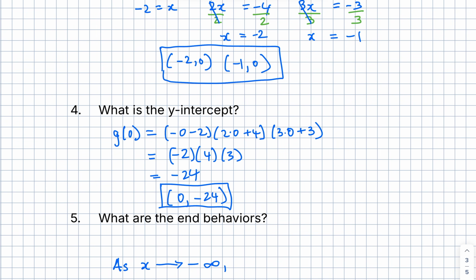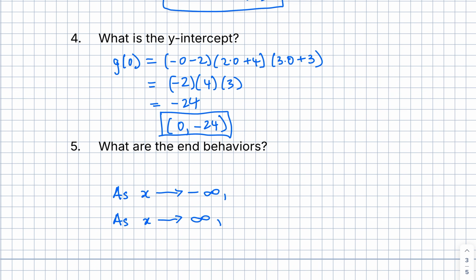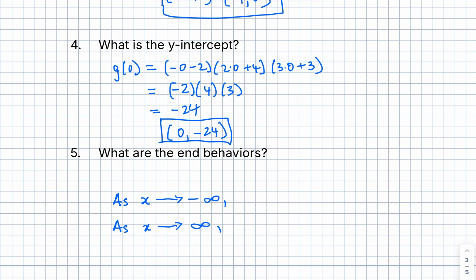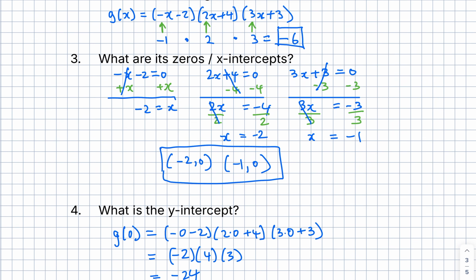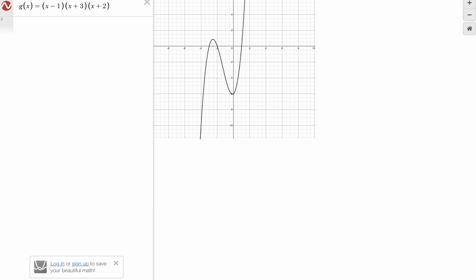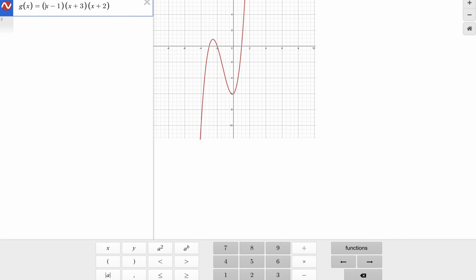Okay, now, last question, what are the end behaviors? All right, so we're going to need to graph this and determine what happens as x moves to -infinity, as well as when x moves to +infinity. All right, so let's see, my function is -x minus 2, that was 2x plus 4, and 3x plus 3.